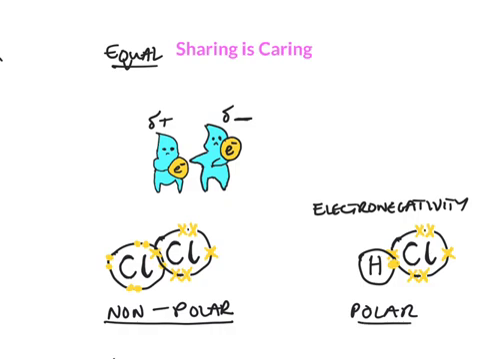So there are examples of sharing where it's equal, sharing where it's not, but sharing in terms of electron sharing when it comes to bonding is what we call covalent bonding. It's a very important type of bonding to our world.